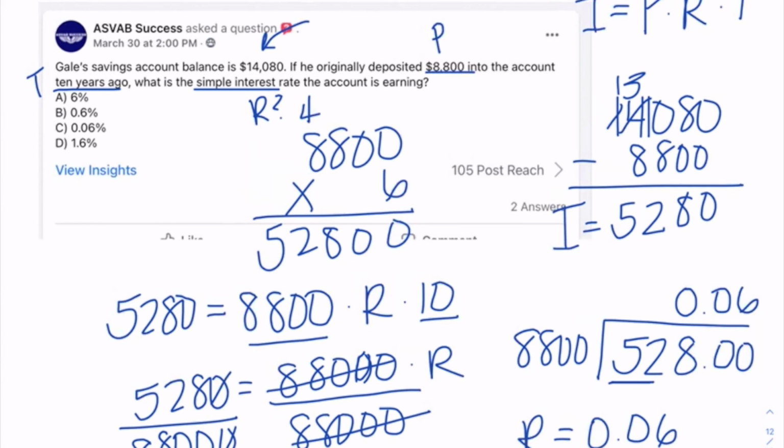I realize that this is a decimal, and these are presented as percents. So how do I convert a decimal into a percent? I multiply it by 100. So I move that decimal point 2 places to the right, and it gives me 6%. So the answer for this question is A.